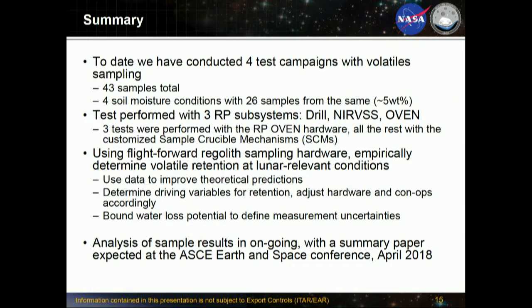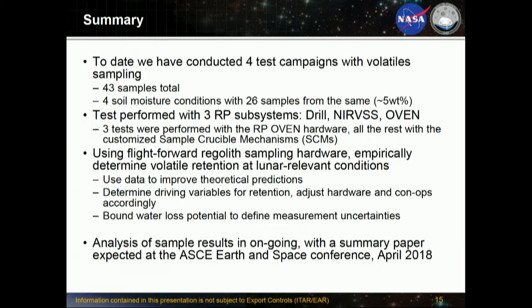So to date, we've conducted a total of 4 test campaigns with volatile sampling in our chamber. This totals 43 samples that we've taken, 43 soil samples. We've done 4 different moisture conditions for the soil. 26 of the samples were from the same moisture content, same soil prep, and that's that 5 weight % as predicted by L-Cross. So we do have some data there to compare.